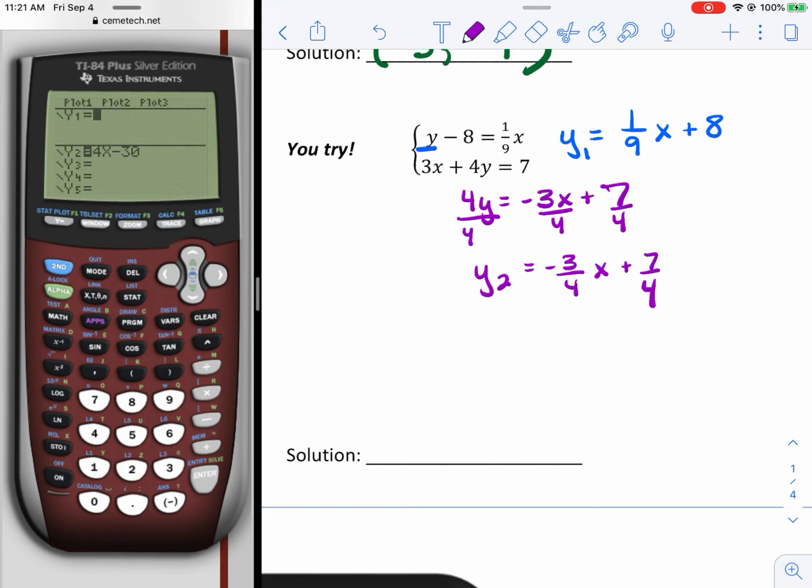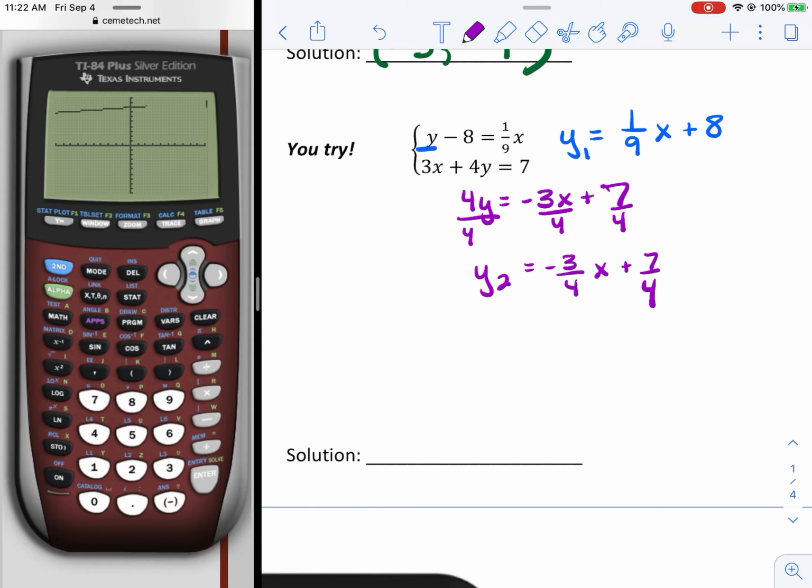So I'm going to go back to y equals. I'm going to clear out the equations I have. So for y1, I'm going to go to alpha y equals. I'm going to do 1/9, move over to the right, put your x, plus 8. And then I'm going to grab my fraction again. This time I'll put the negative in front just so you see. I could put negative and then get my fraction. So now your whole fraction is negative. Okay, move over to the right, negative 3/4 x plus, I have another fraction. It's good practice. 7/4. Okay, so I've got my equations in y equals.